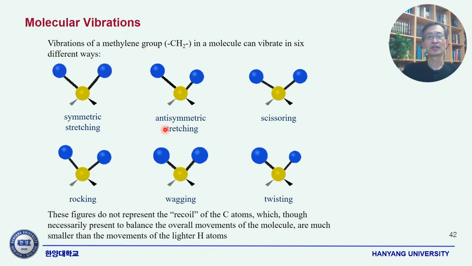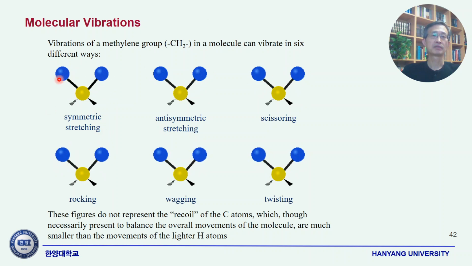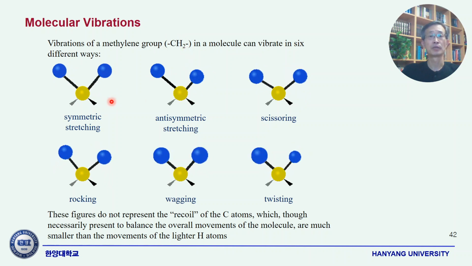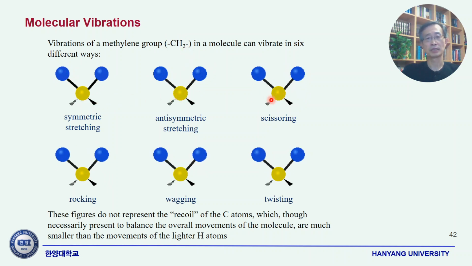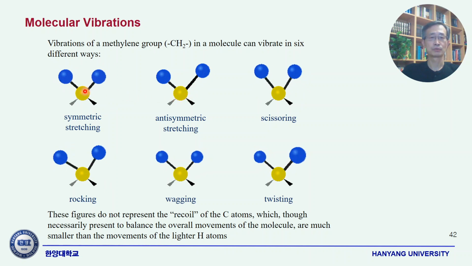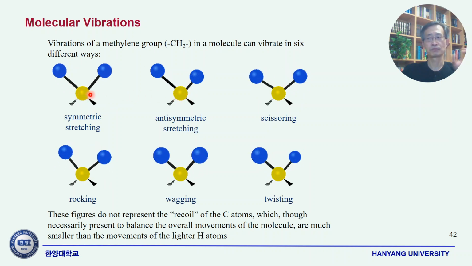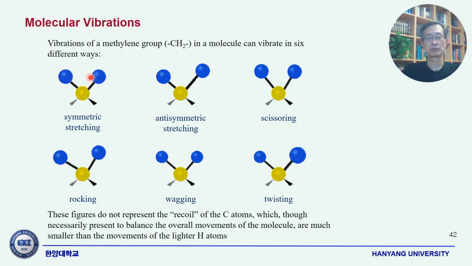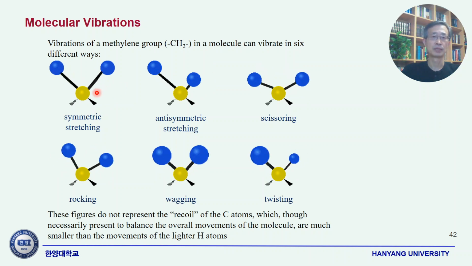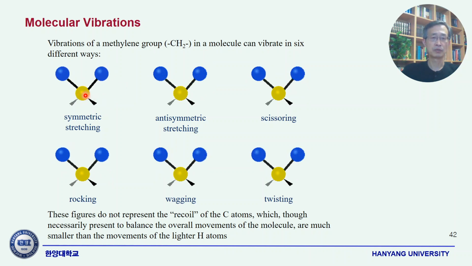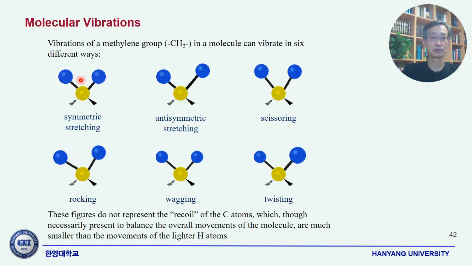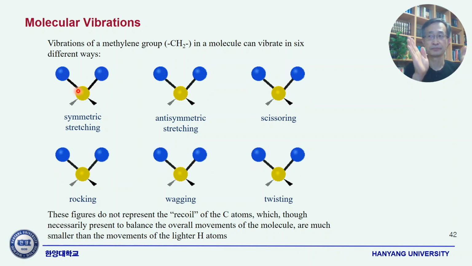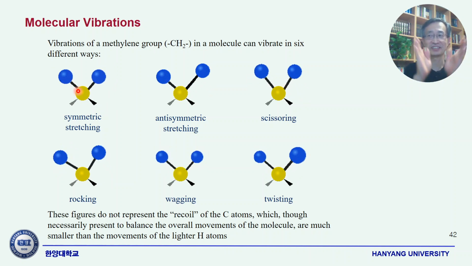Okay, so this is the kind of thing I just want to show you as a symmetric stretch. And this is a methylene group. The dark yellow is a carbon, which moves a little bit, but H is lighter. The motion is exaggerated, but anyhow, considering the carbon moves slightly, you observe this motion. So the symmetric stretch is just like this.